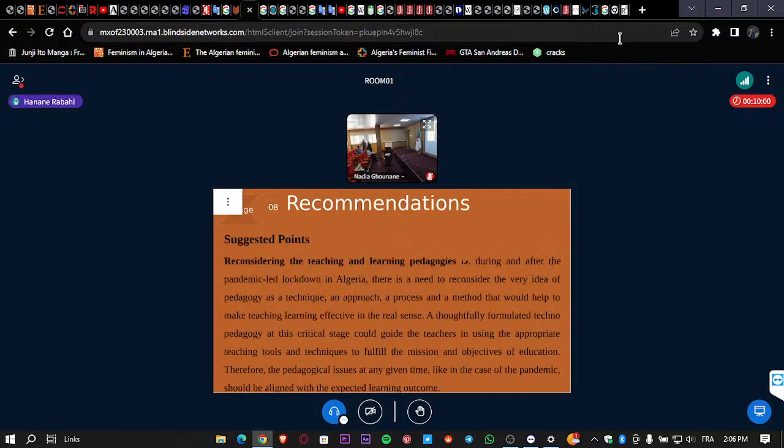The researcher has suggested some recommendations. First of all, reconsidering the teacher and learning pedagogies. That is to say, during and after the pandemic-led lockdown in Algeria, there is a need to reconsider the very idea of pedagogy as a technique, an approach, a process, and a method that would help to make teaching and learning effective in the real sense.